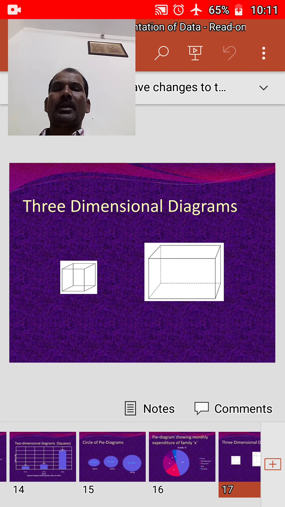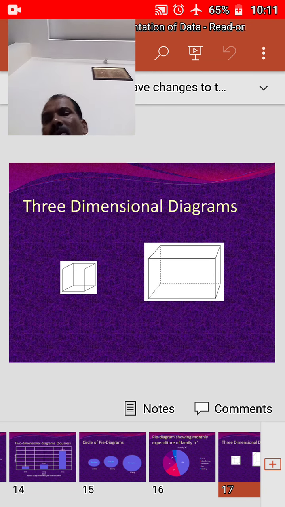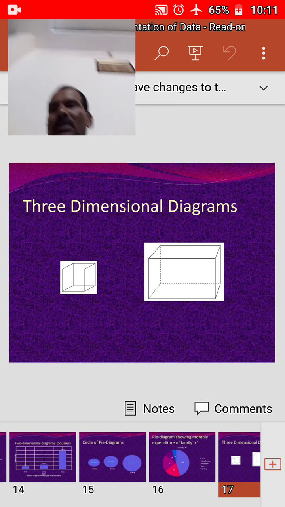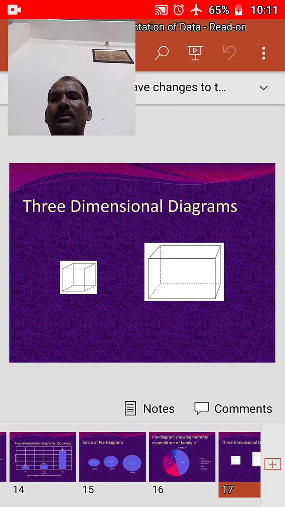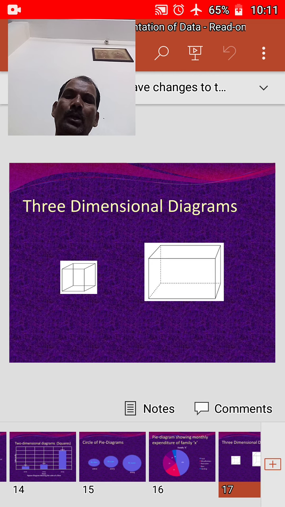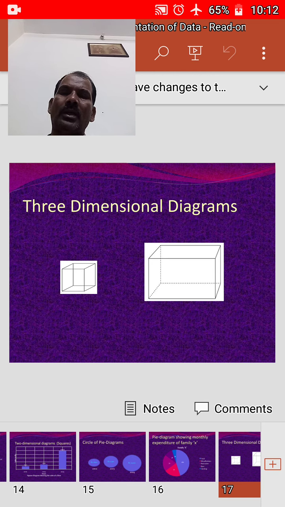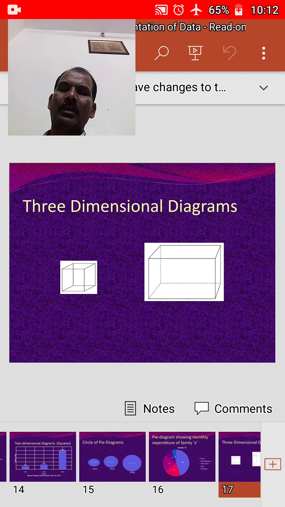Hence, with the aid of three-dimensional diagrams also we can present the data. Construction of three-dimensional diagrams involves complicated mathematical calculations. It is not only hard to construct but also difficult to read and interpret. In view of these practical difficulties, three-dimensional diagrams are not recommended for statistical presentation.